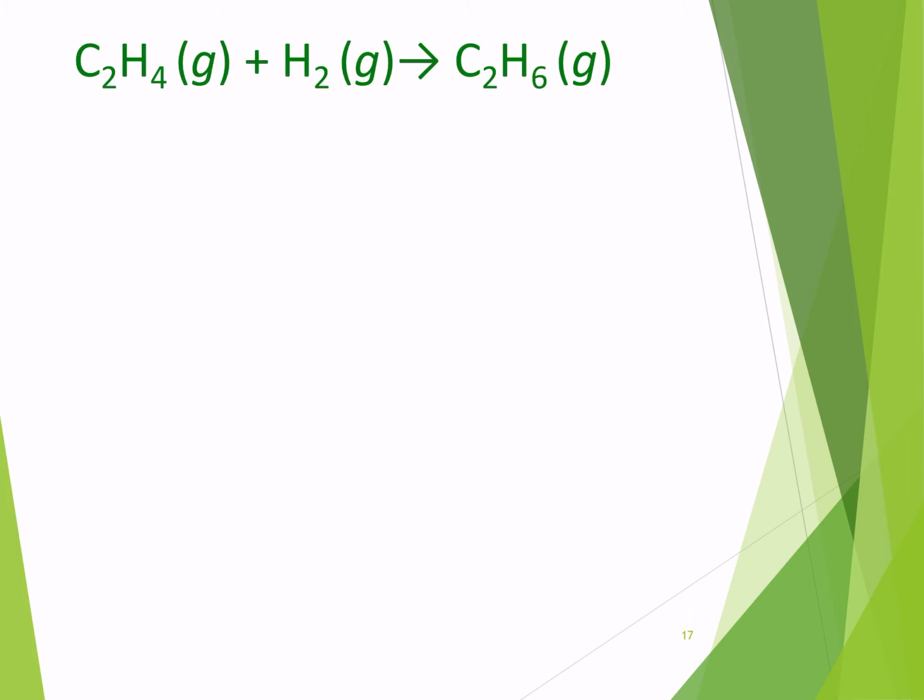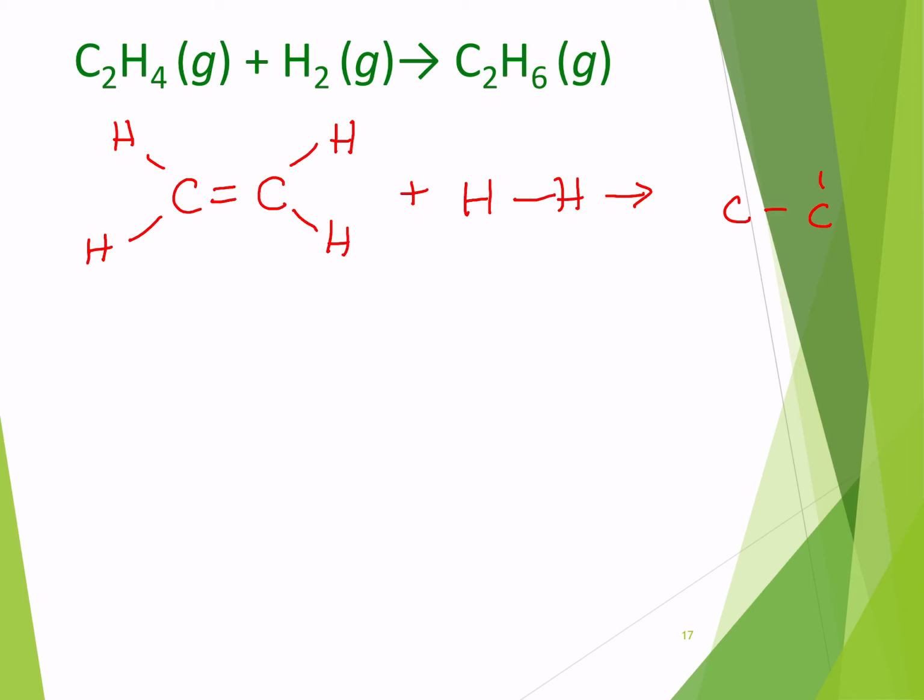All right, so like I said, the first thing I would always do is draw out your molecule. So here we go. This is the first one. C2H4 plus H2 gives us C2H6.